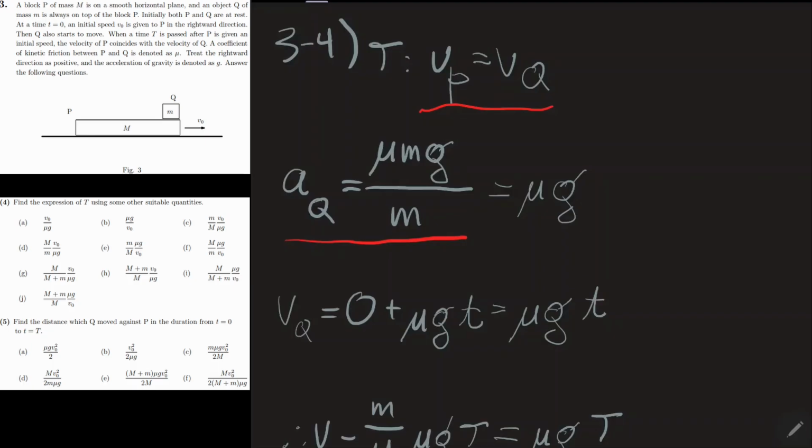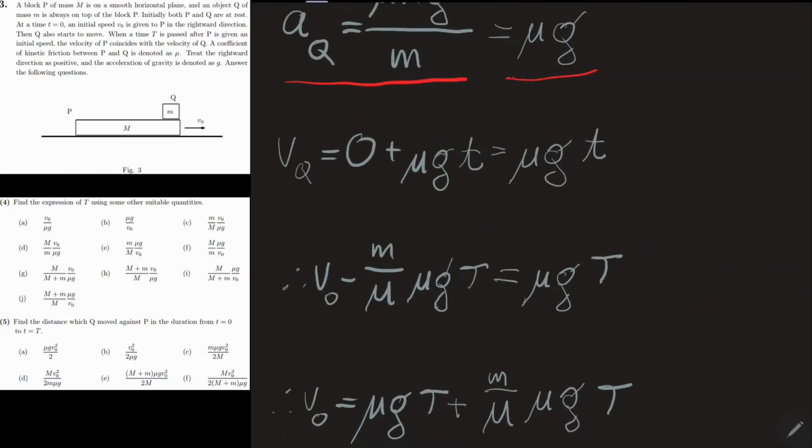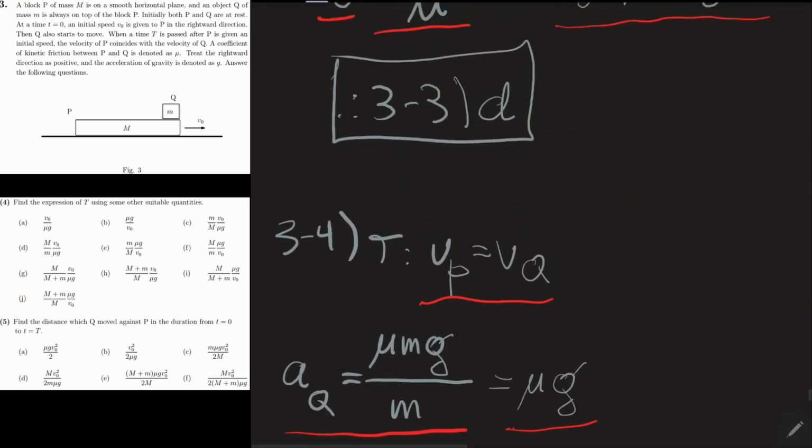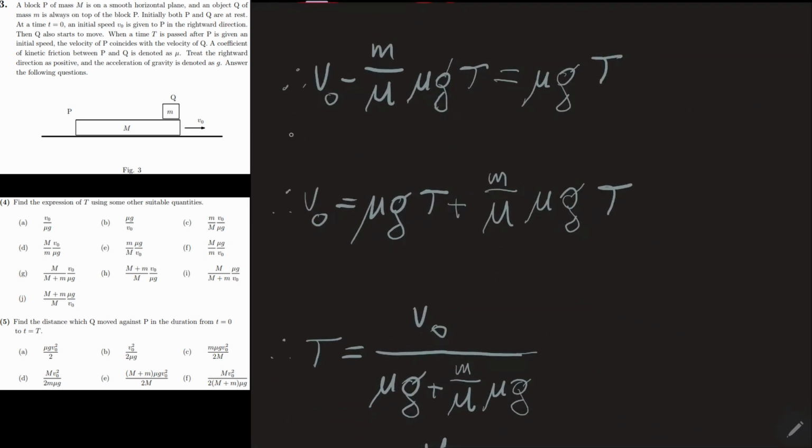And so to find the acceleration of block Q, we get that it's just equal to mu times g. And then I use the same SUVAT equation as before in order to find the velocity of block Q. The question says that both blocks are initially at rest, and so the initial velocity of block Q is just equal to 0. And so we find that the velocity of block Q at time t is equal to mu g t. And so now we're going to take this and make it equal to the velocity for block P that we found in the previous part. So that's what I did right here.